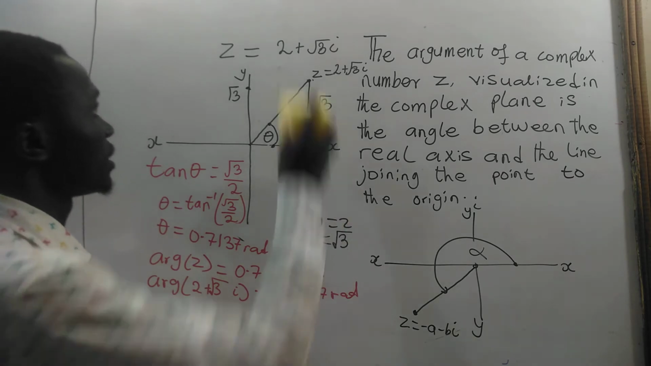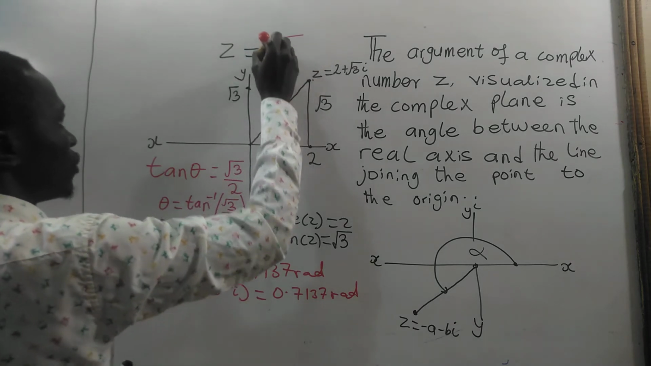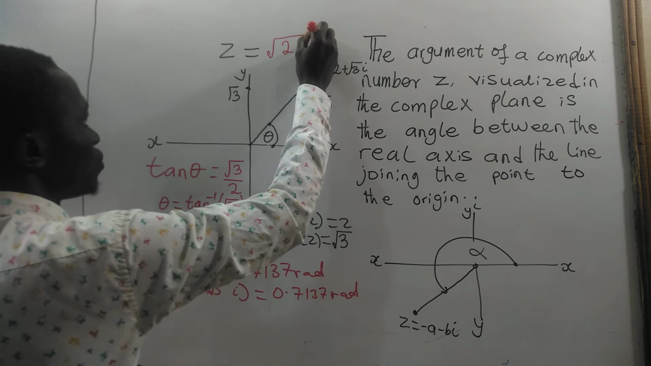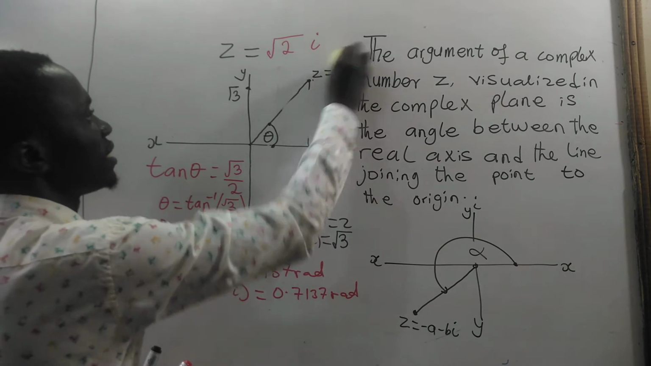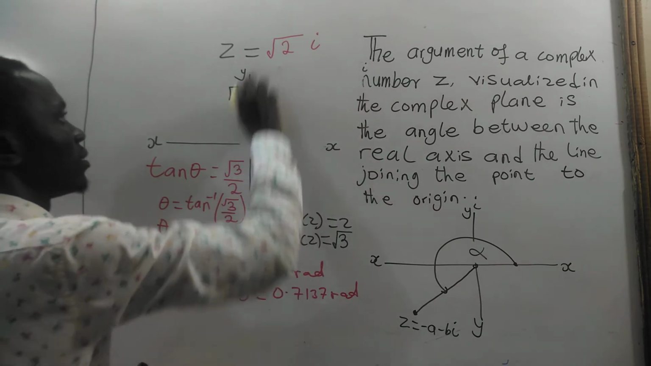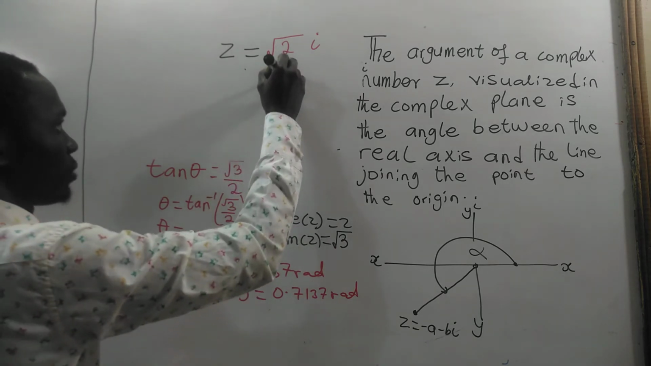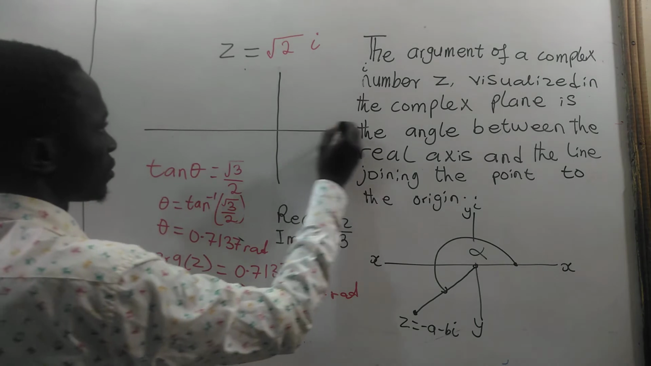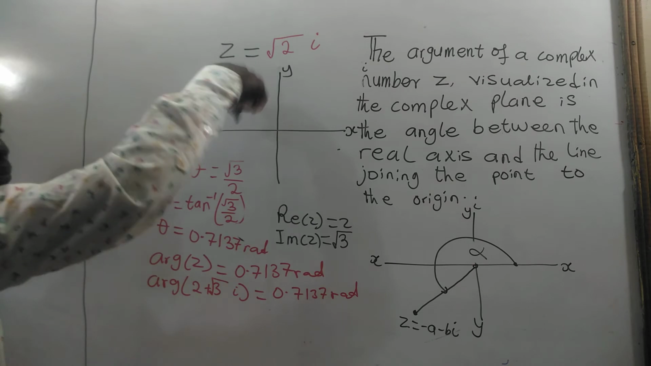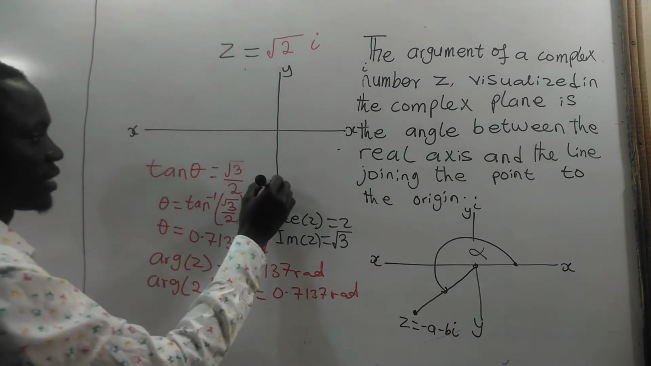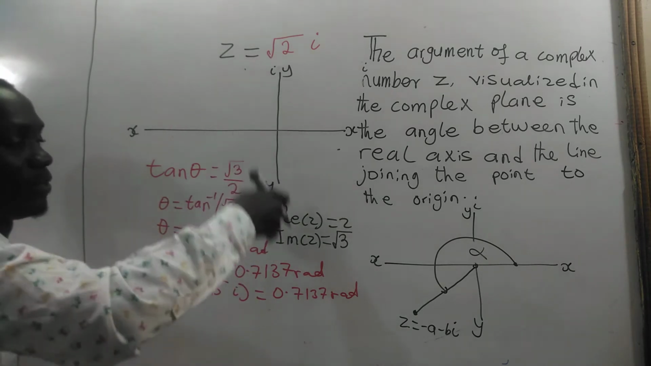Now let's take the next example. We are going to consider z equal to root 2i. If we consider z equal to root 2i, let us draw the complex plane. We have the real axis, the positive imaginary axis, the negative real axis, and the negative imaginary axis.